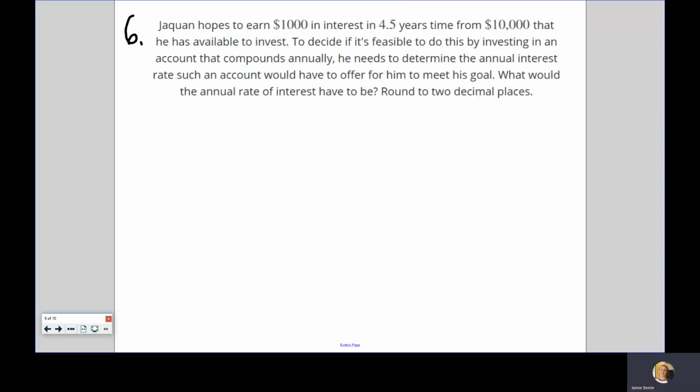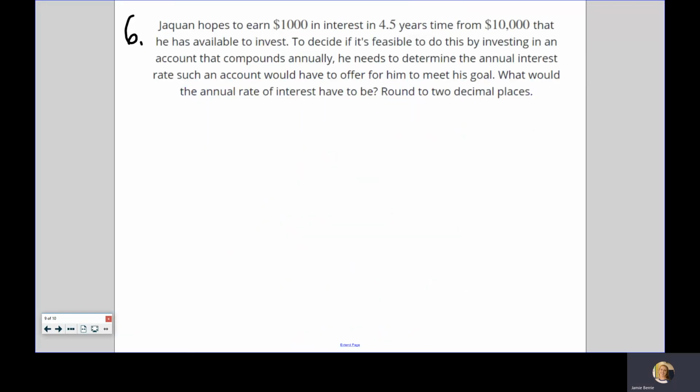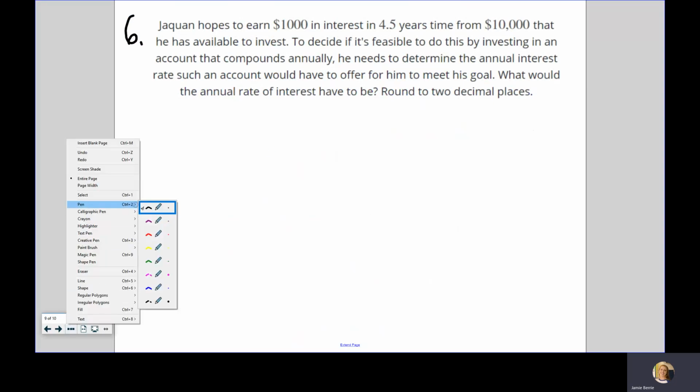All right, so number 6 says, Quan hopes to earn $1,000 in interest over 4.5 years' time from $10,000 that he has available to invest. All right, so this is similar to the one that we did number 4. It says, to decide if it's feasible to do this by investing in an account that compounds annually, he needs to determine the annual interest rate such an account would have to offer for him to meet his goal. What would the annual rate of interest have to be? All right, so let's practice this again.